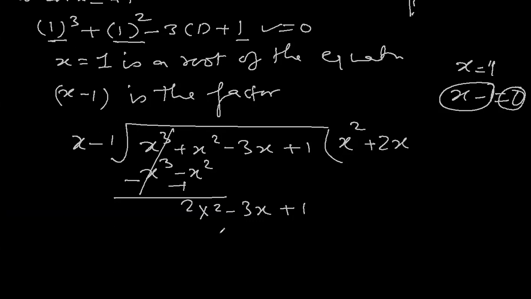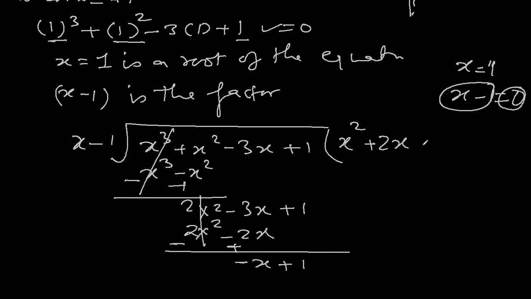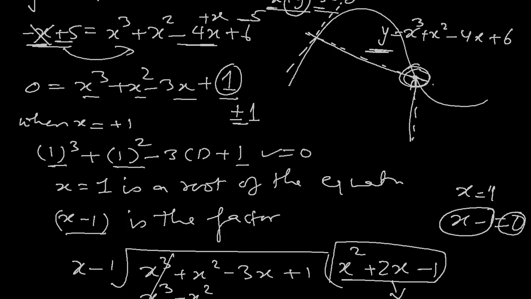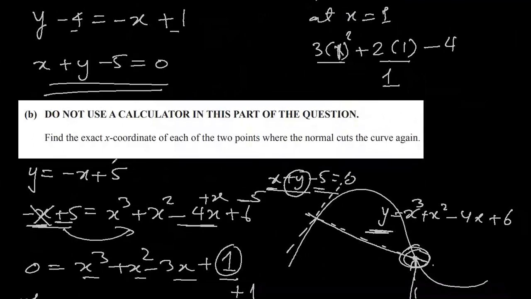We multiply by 2x now to get 2x square here, and we'll get minus 2x here. Cancel. Minus x plus 1. Minus 1. Minus x plus 1. Plus minus cancel. So this is our second factor. One factor was x minus 1. Let's see if it can be factored, because if you notice the question, they said it here.